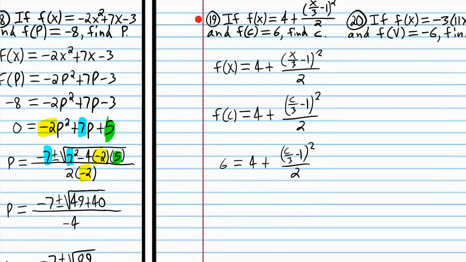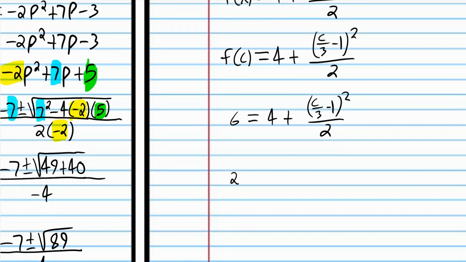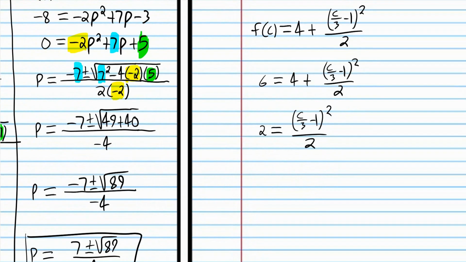And now we have an equation with a square. So what we have to do is isolate that square. We have to get it by itself. It's not by itself because these green numbers are next to it. So I'm going to subtract 4 from both sides. Then I'm going to multiply both sides by 2.